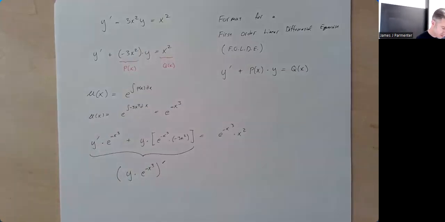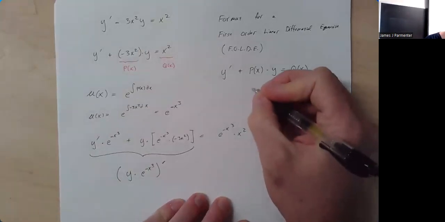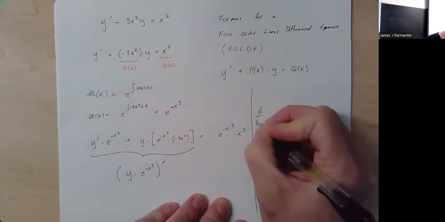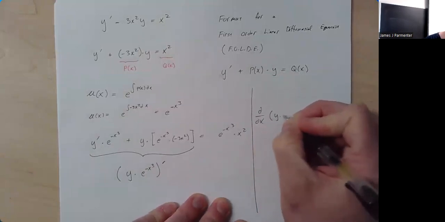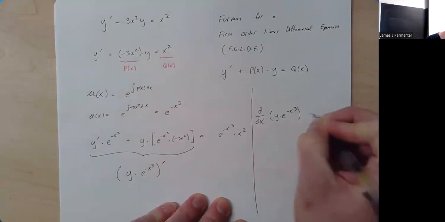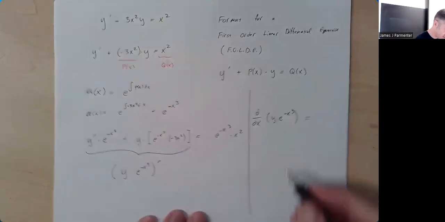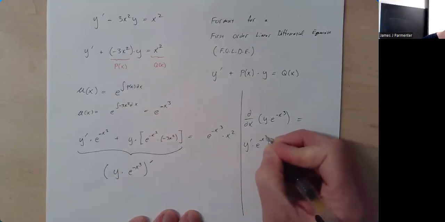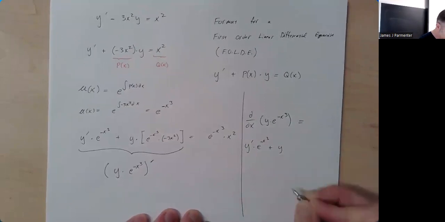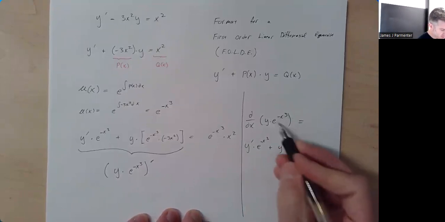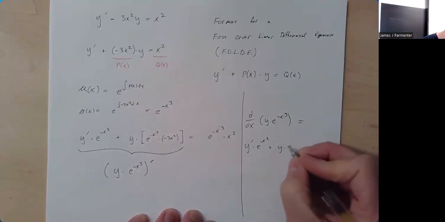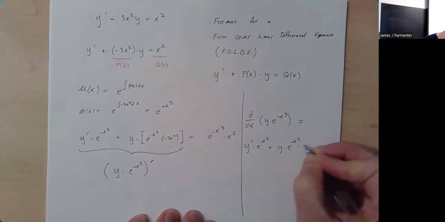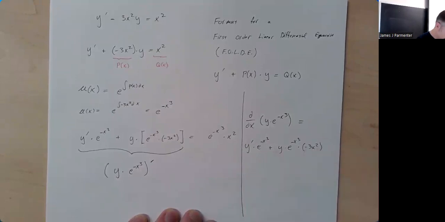We can check, right? If I take the derivative with respect to x of y times e to the negative x cubed, well, product rule says it's the derivative of the first part times the second part plus the first part y times the derivative of the second part. Well, the derivative of e to the stuff is e to the stuff times the derivative of the stuff. And look, that's exactly what we have over here. And it always works this way.